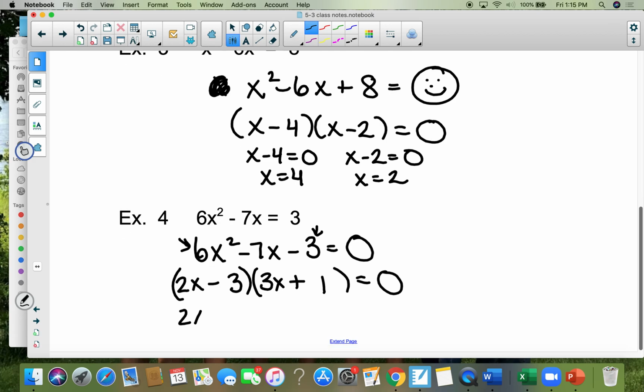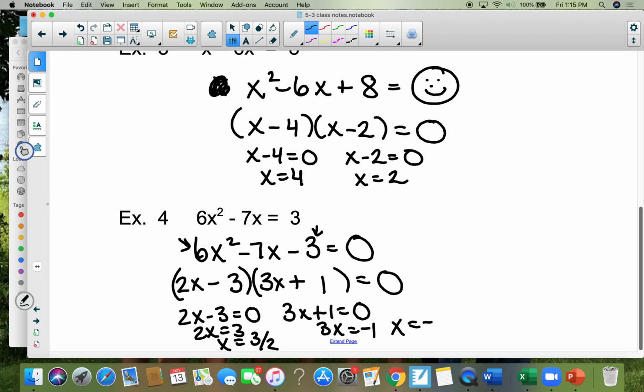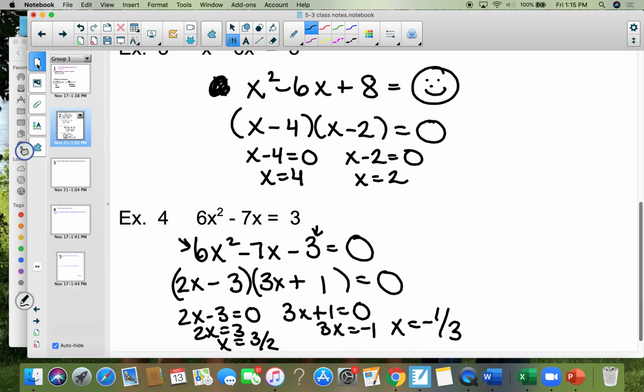You're going to get 2x minus 3 equals 0, and 3x plus 1 equals 0. 2x equals 3, so x equals 3 halves, a fraction, and 3x equals a negative 1, so x equals a negative 1/3. So that's the first part of the assignment. Given a quadratic, find the 2 answers to your problem.